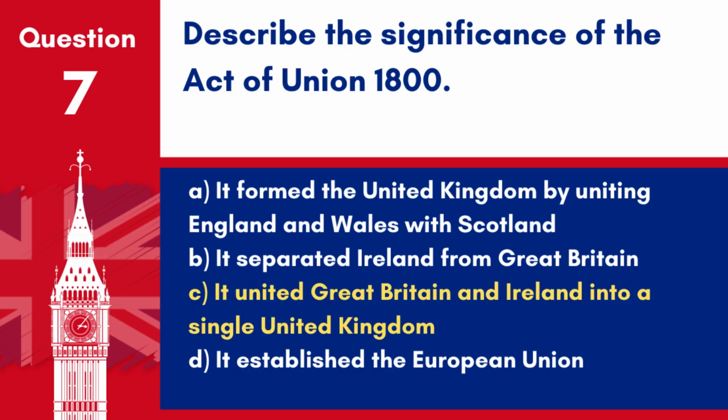Answer. C. It united Great Britain and Ireland into a single United Kingdom. The Act of Union 1800 was significant as it merged the Kingdom of Great Britain with the Kingdom of Ireland to form the United Kingdom of Great Britain and Ireland.